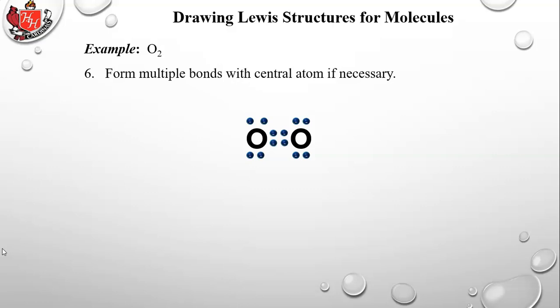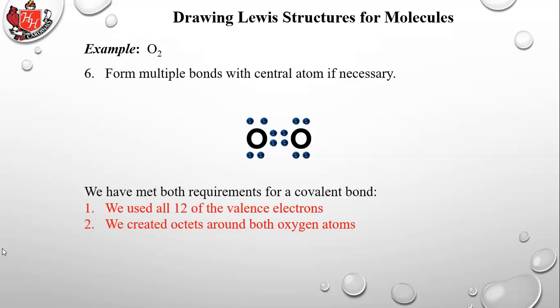So if you now look, we've used 12 electrons. That's what we needed to use, and both oxygens have an octet. They have 8 electrons because those 4 central electrons count for both of the oxygens. So we have met both requirements for a covalent bond. We used all 12 of the valence electrons, and we created octets around both oxygen atoms.